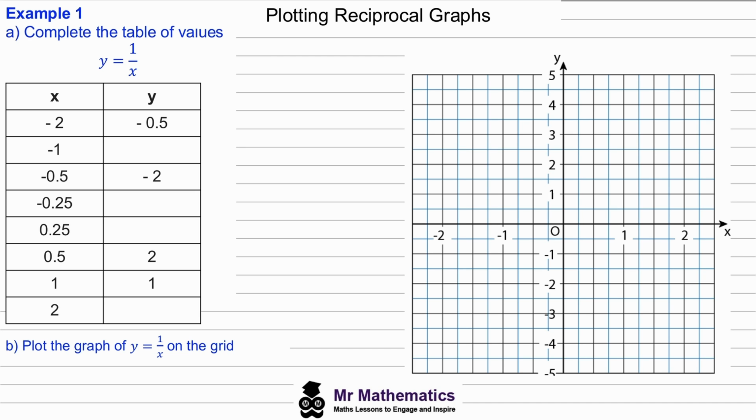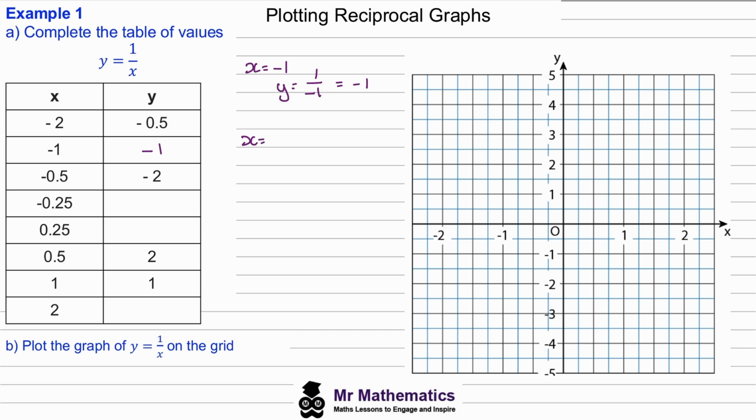So if we begin with example 1, we need to complete the table of values for the equation y equals 1 over x. We've been given that when x is negative 2, y is negative 1/2. We need to work out when x is negative 1. So we'll substitute the negative 1 into our equation. So we'll get y will be 1 over negative 1, which is negative 1.